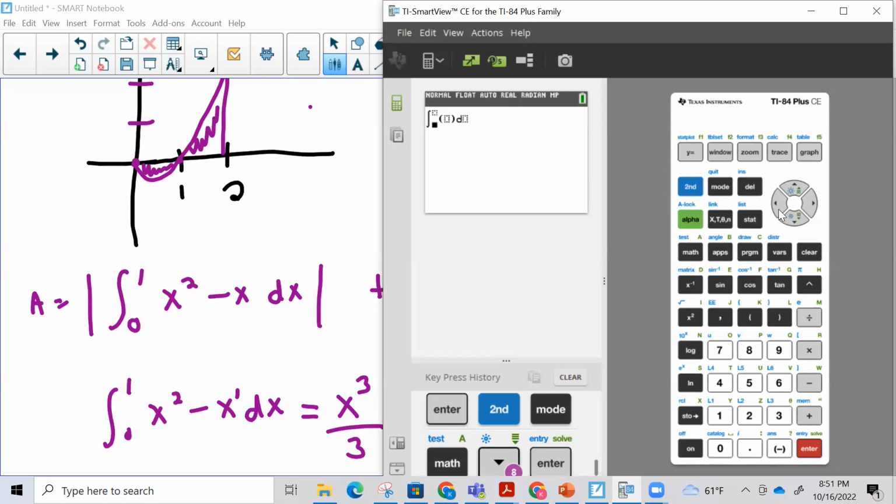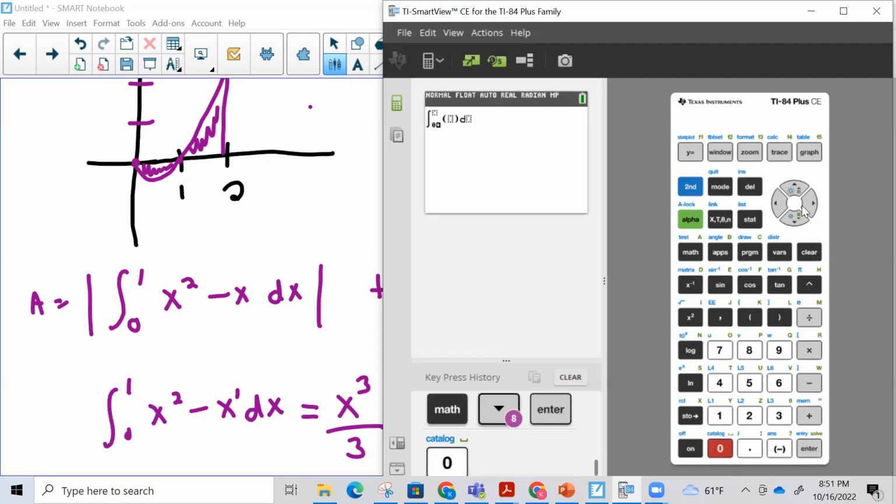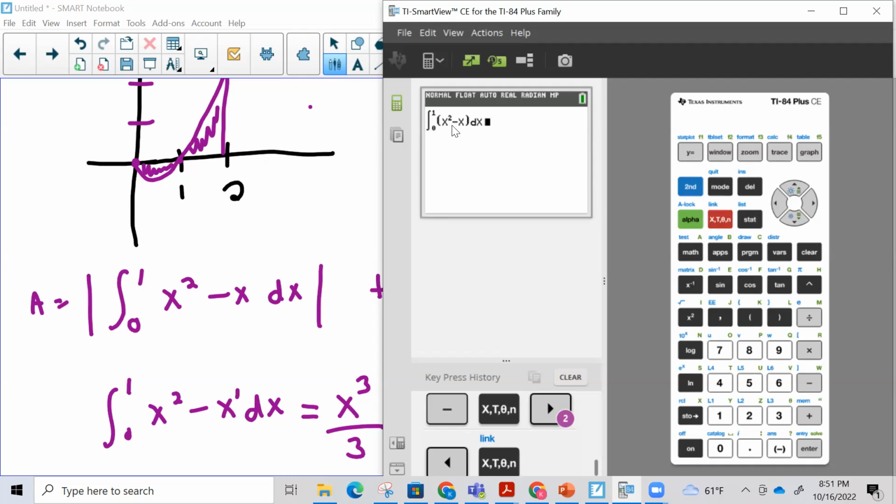If it doesn't show up and it just says fnInt, I'll write out how you'll put it in after we do this one. So if I'm doing this integral from 0 to 1, I would do 0 and then 1. I put my bounds, I put my curve, so x squared minus x. You put the original curve, not the antiderivative. It's always the original because your calculator is going to do the antiderivative for you. So do not put the x cubed over 3. You'll get the wrong answer. So we put the original function dx, hit enter.